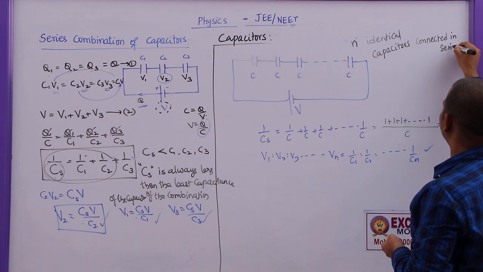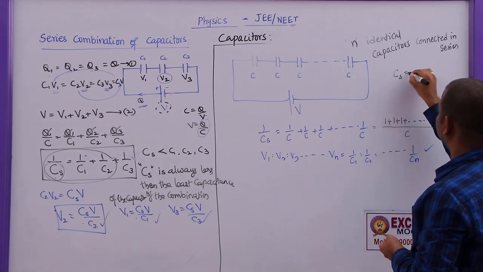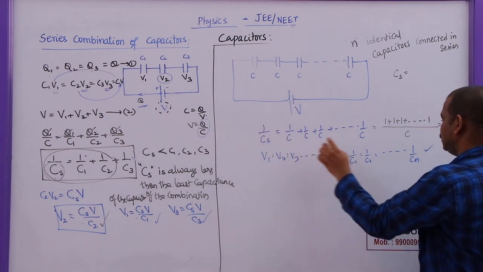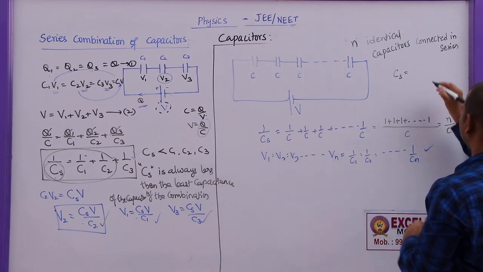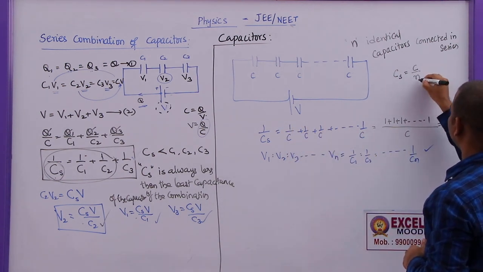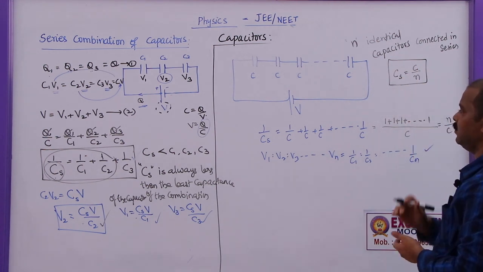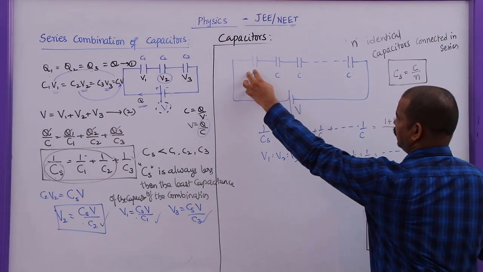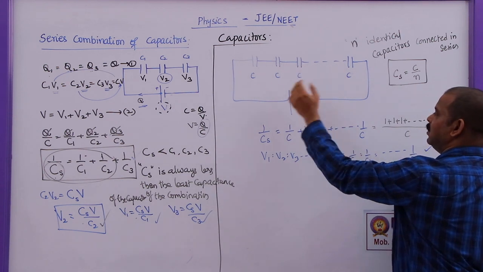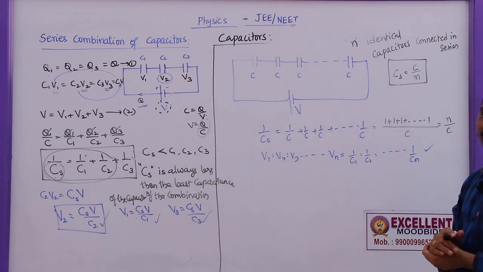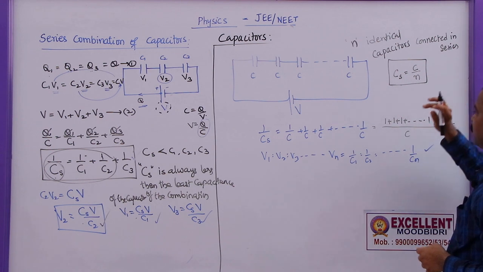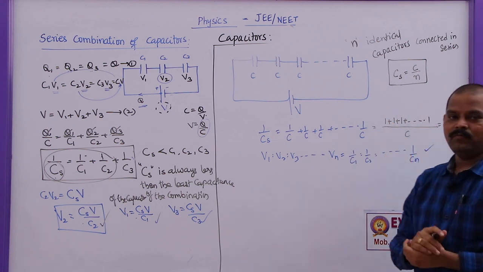Connected in series, CS is given by 1 by CS is equal to n by C. So, what is CS? This will be C by n. That means the effective capacitance decreases by n times. Let us say this is 10 farad, 10 farad, 10 farad. Let us say there are 10 capacitors. So, this will become 10 by 10. So, this will be 1 farad.